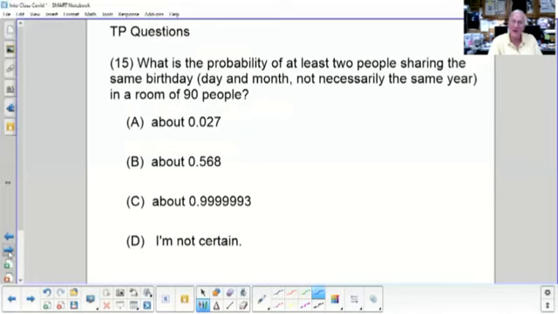Now that seems crazy, doesn't it? Well, guess what? You know, there's 365 days in a year. We only have 90 people. There's a 99% chance two of them will have the same birthday. Guess what? We're going to deal with coincidences as our last topic of discussion in Math 103.